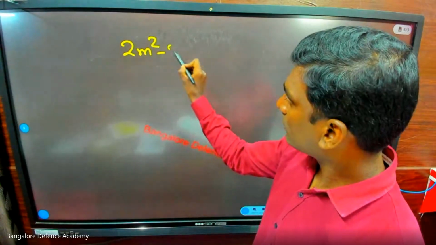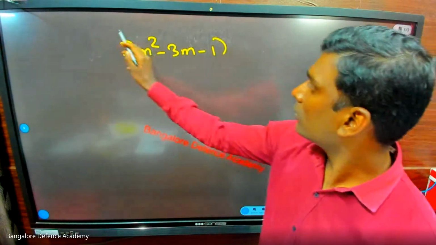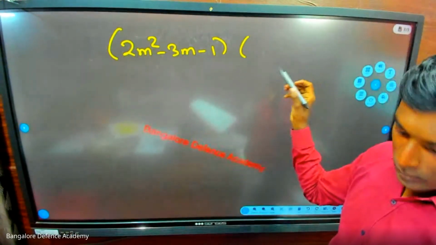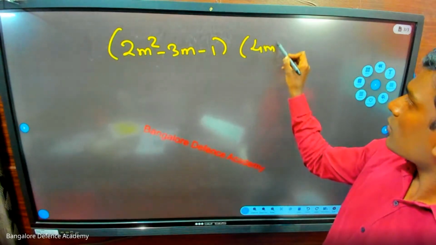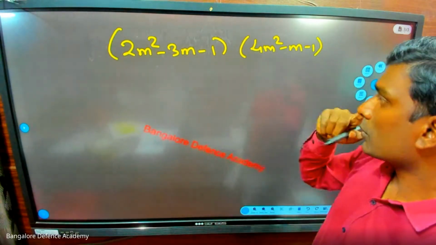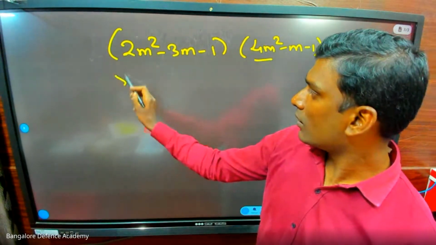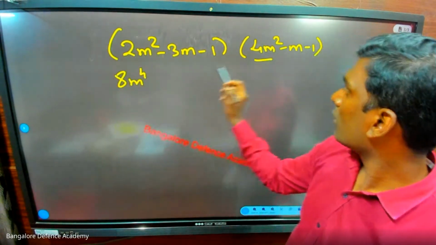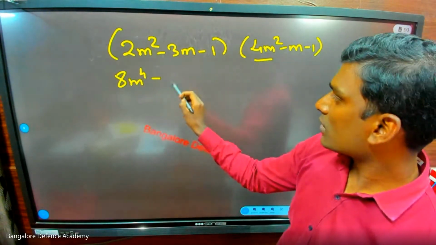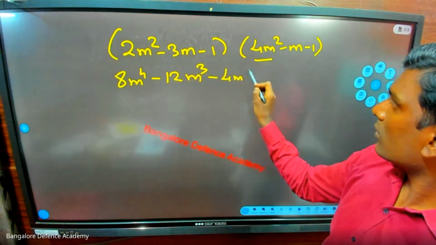You were on this question. 2m square minus 3m minus 1. This you are going to multiply with 4m square minus m minus 1, correct? Okay, so I'll take the first term. 4m square into 2m square. How much are 4 2s? 8, m to the power of 4. Now 4m square into minus 3m, 4 3s are 12, minus 12m cube, and now this is minus 4m square.